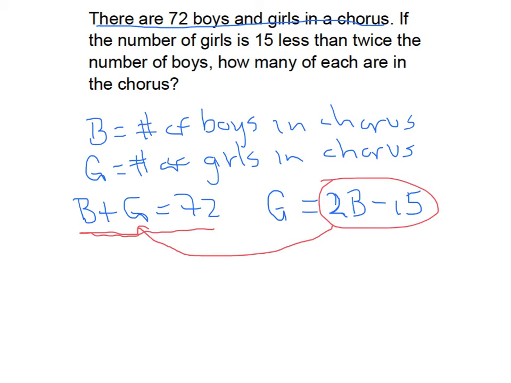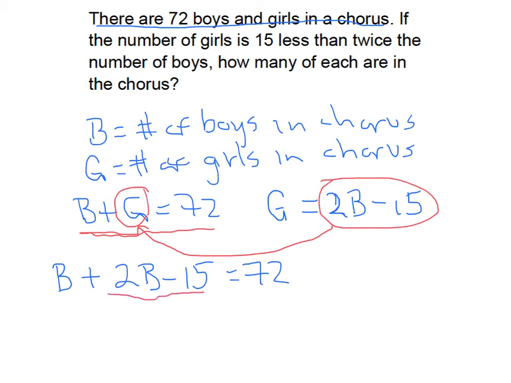That's going to give us the equation B, which is the original B in the equation, plus 2b minus 15 equals 72. In other words, we've simply replaced this G with this material. What that allows us to do is create an equation that has only one variable in it, which is very straightforward for us to solve using our linear equation solving abilities.